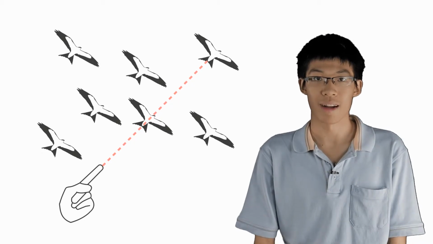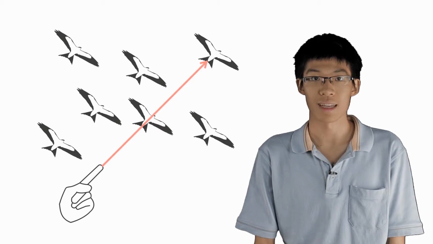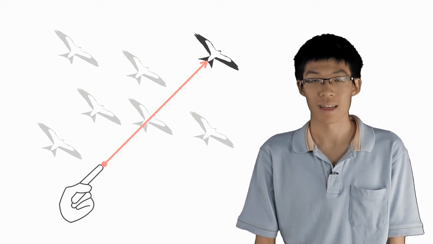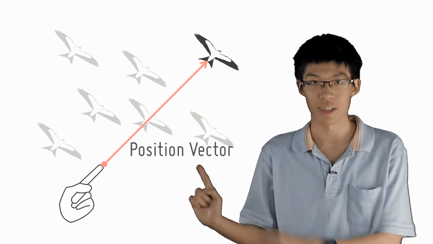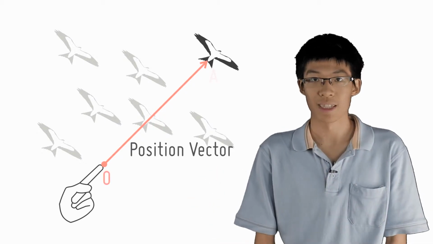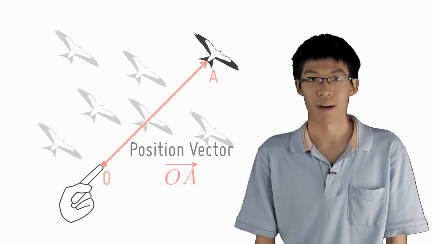What better way to put direction and distance together than an arrow? This arrow tells us the direction and distance, and we call it a position vector with origin at my fingertip. We will write the position vector as OA, where A is the point that we're talking about.